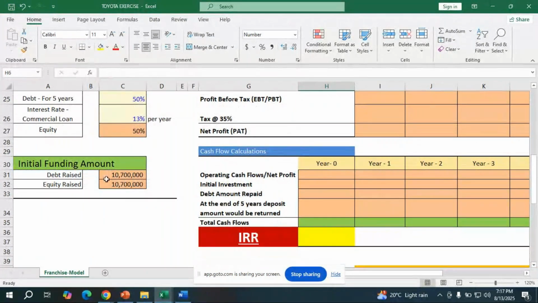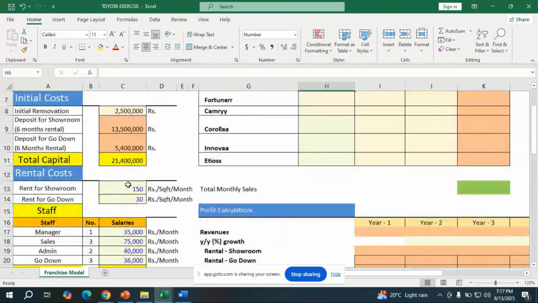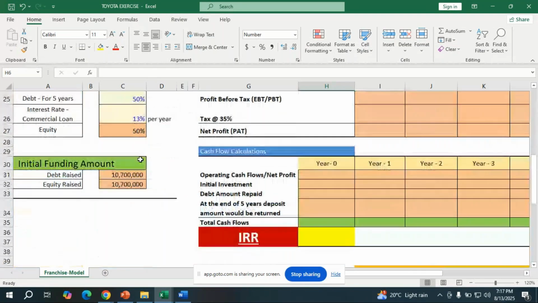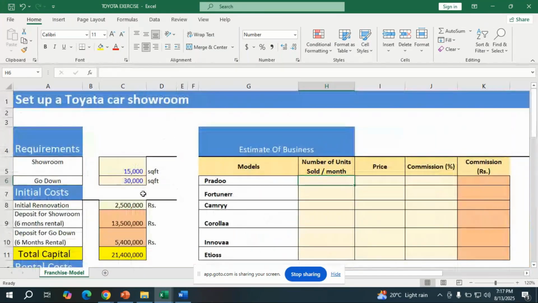Okay, so the total debt raised is how much? 10 crores 7 lakh out of this total amount, and equity raise is 10 crores, 7 lakh. Okay, so let's begin this.